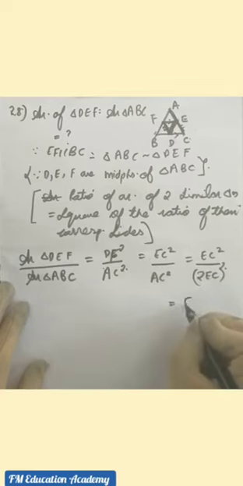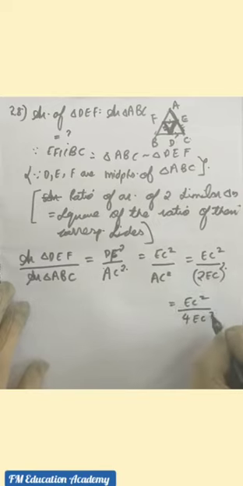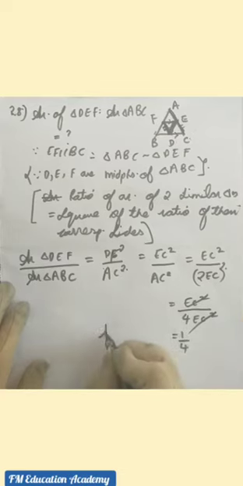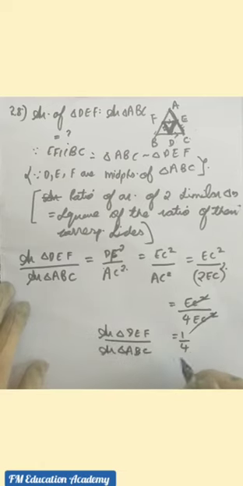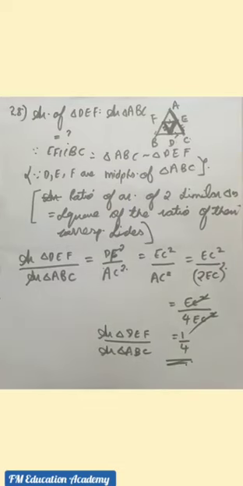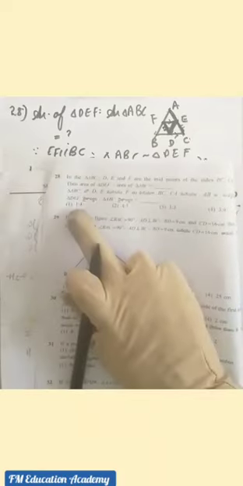So that is EC square by 2 whole square, which is 4 into EC square. So EC square will get cancelled. We have 1 by 4 left. So we got the ratio of the area of triangle DEF by the area of triangle ABC as 1 by 4. Okay, so what is the answer? 1:4. That is option 1. Okay.